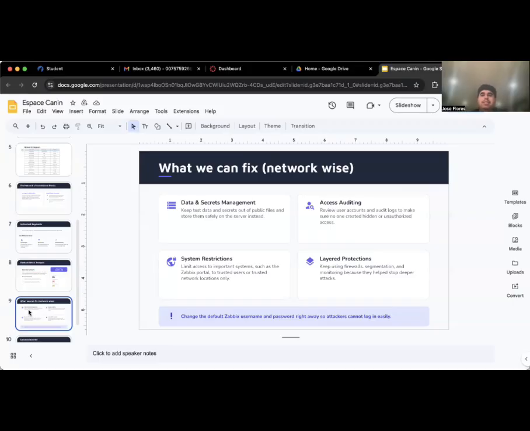Third would be system restrictions. Access to sensitive systems should be locked down to trusted users and trusted network locations only. Right now, it's more open than it should be.